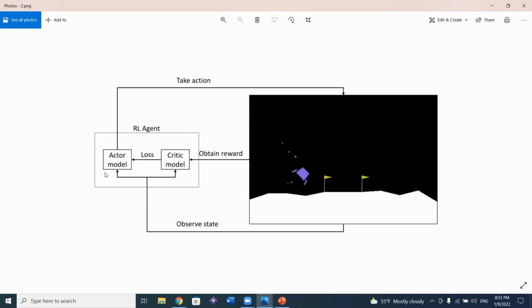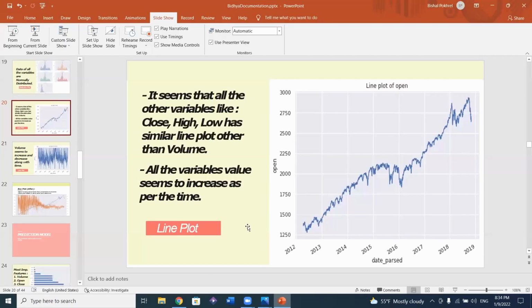If not, it does not take that action, but rewinds back to the previous action. It follows these steps in a loop, and finally comes up with the solution that will lead us to profit. That is how the actor critic model works in reinforcement learning. These are the types of techniques currently being used in the stock market.